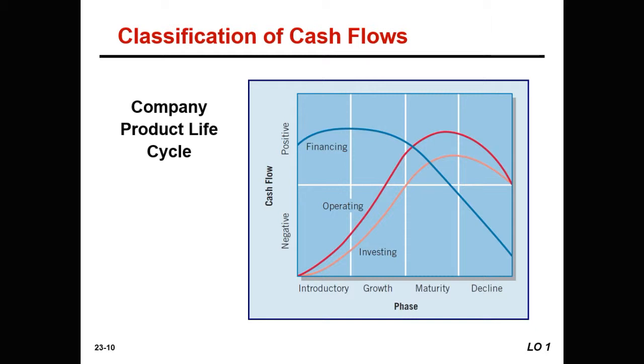You can watch the cash flows of an organization and actually see where they stand in the product life cycle. When a company is in the early stages of their life, they rely heavily on financing. That is the issuance of capital stock or long-term debt in order to acquire the funds to operate and invest in. And then as it goes through time, you notice that it starts to switch and there is less cash inflows from financing and more cash inflows from investing and operating.